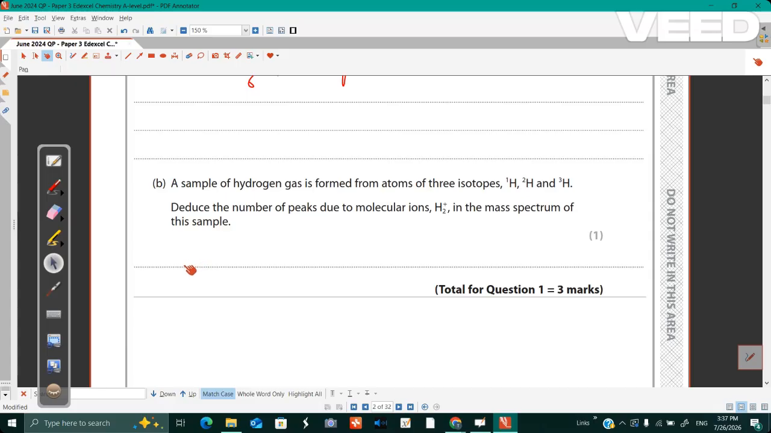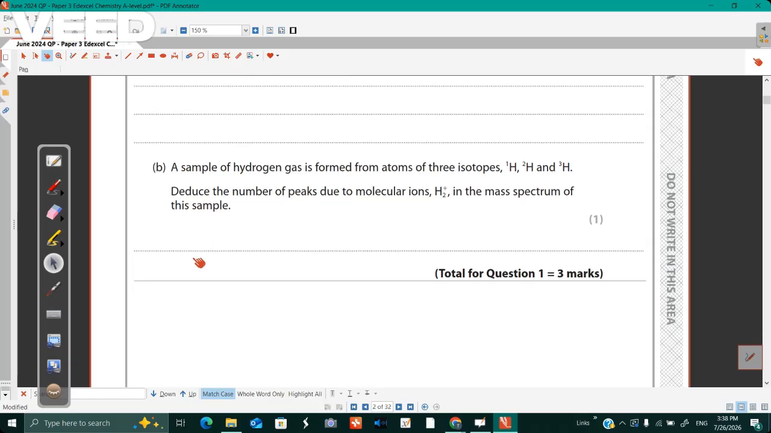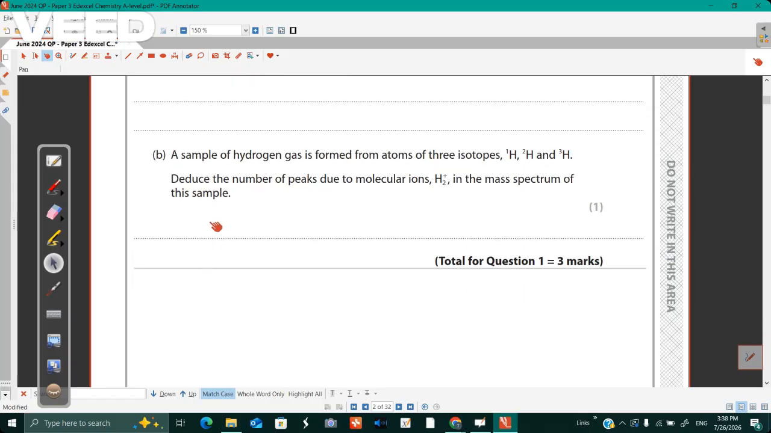A sample of hydrogen gas is formed from atoms of three isotopes. Deduce the number of peaks due to molecular ions in the mass spectrum of the sample. These are the isotopes. They are asking about the number of molecular ions. You have to deduce it. How many atoms are there? Yeah, there are five altogether.